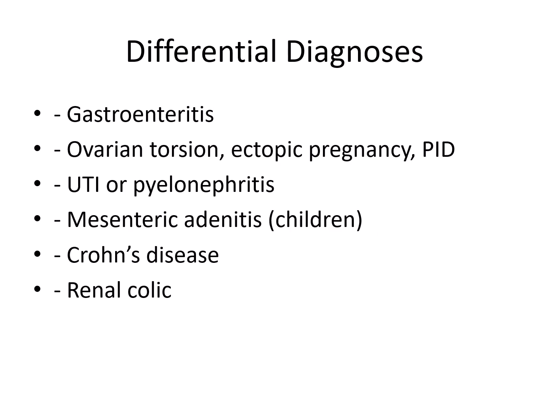Okay, now let's take a look at the differential diagnoses. Some differential diagnoses you can put down are gastroenteritis, ovarian torsion, ectopic pregnancy, pelvic inflammatory disease, UTI or pyelonephritis, mesenteric adenitis, Crohn's disease, and renal colic.